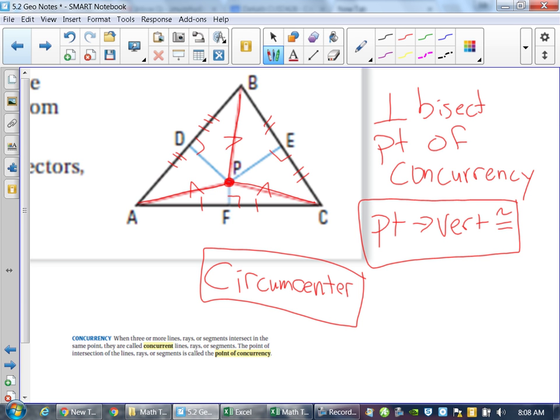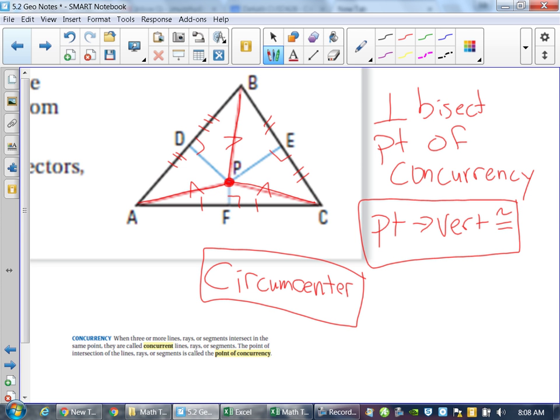That point where all the perpendicular bisectors run into, it's called the circumcenter. We're going to have 3 different names: circumcenter, incenter, and orthocenter. So incenter is on the inside of the triangle. This point where they meet is called the circumcenter.